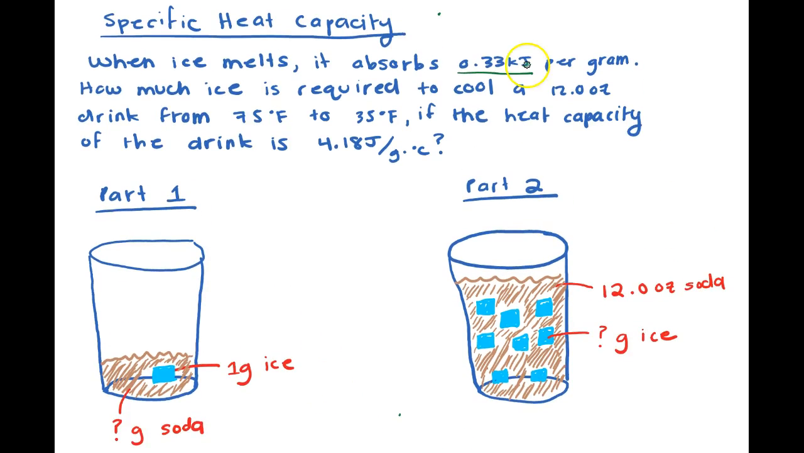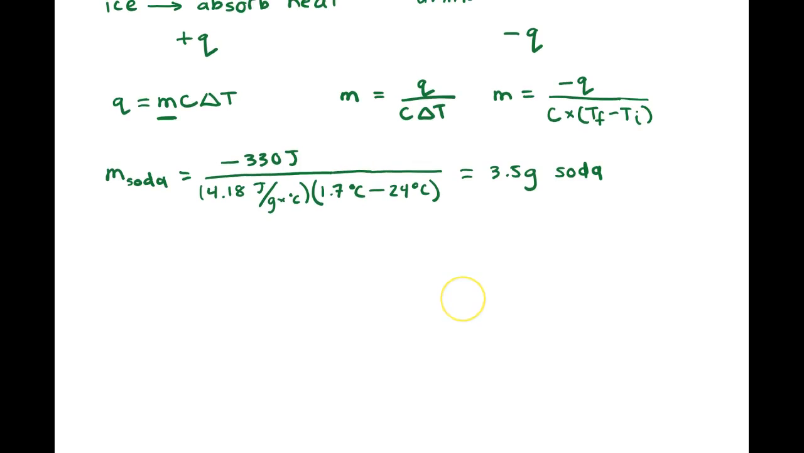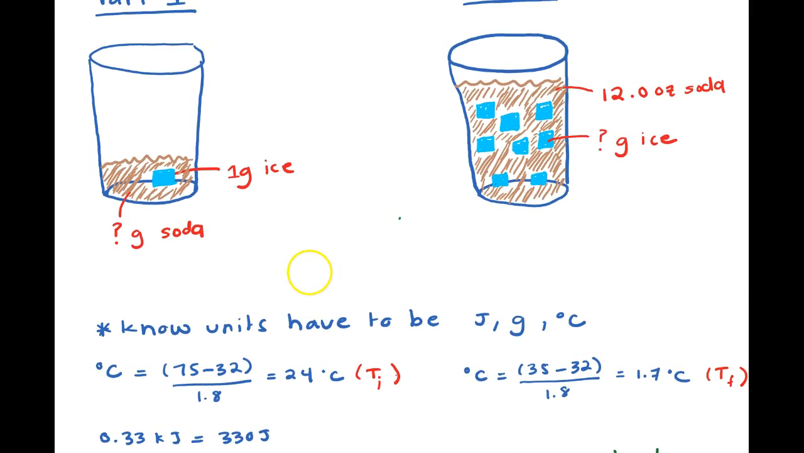So we plugged in this value for energy, but that's for 1 gram of ice. Let's go back down here. So what we can say is that we have 3.5 grams of soda, and 1 gram of ice will cool that down. So again, that goes back to our picture in part 1. We just figured out the grams of soda.